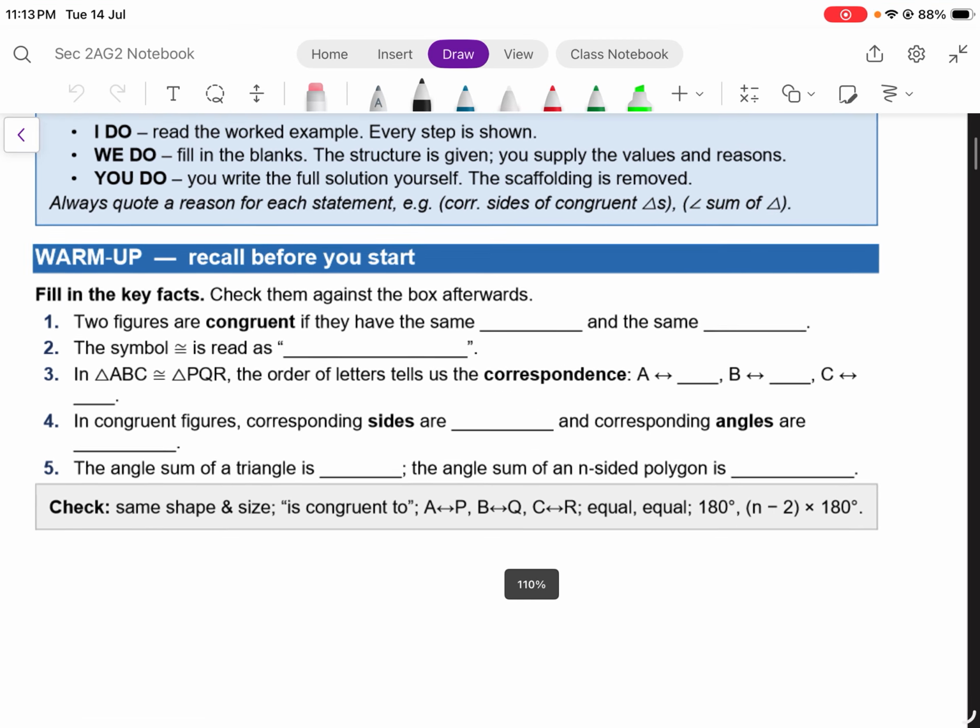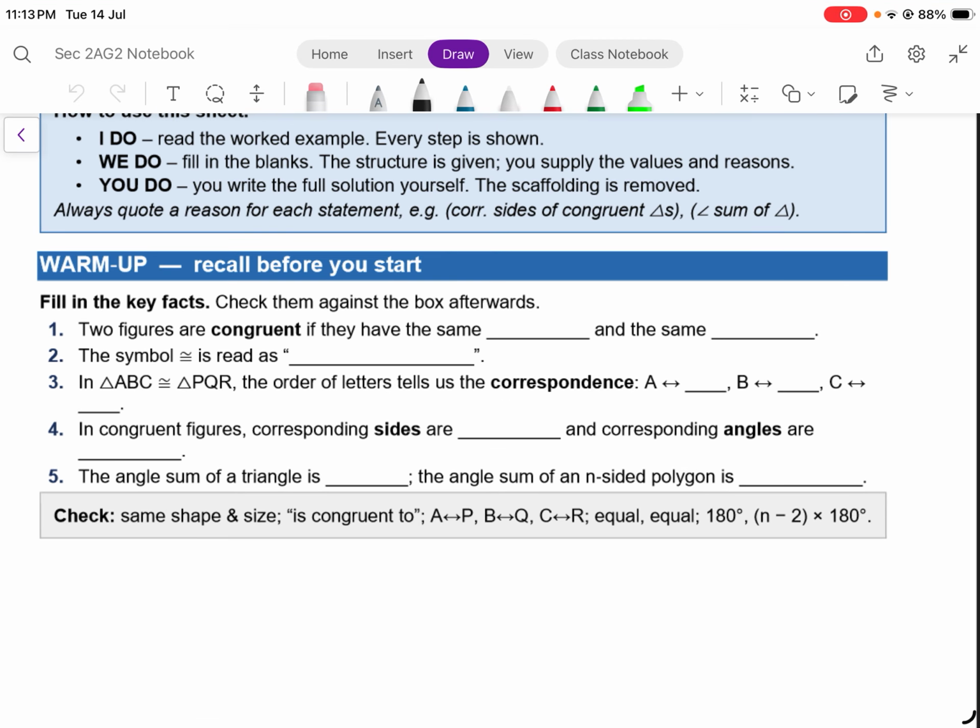Alright, so two figures are congruent with the same shape, same size. Which could also be, alternatively, same lengths and same angles, right? Because if they're the same shape, same size, their lengths and angles are the same.